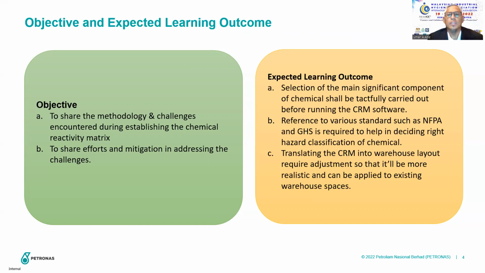The learning outcome: we have to have the right selection of the main component of chemicals so that we can come up with a good CRM before we use the CRM software. We should have a good reference to various standards to help us in deciding the hazard classification of chemicals. And then translating the CRM into a warehouse layout is not simple. We have to do some adjustment so that it can be more realistic and workable.